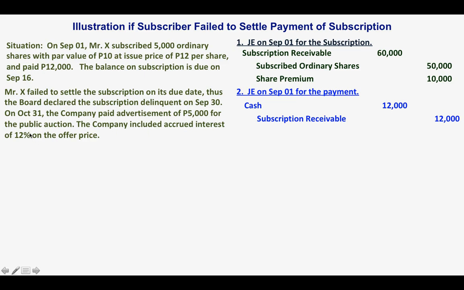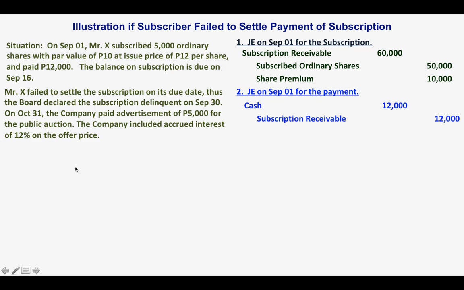Okay, since the board has already declared that the subscription is delinquent, the course of action that the company could take is to do an auction for the subscribed shares. The company included accrued interest of 12% on the offer price. Okay, class, what is the next entry?